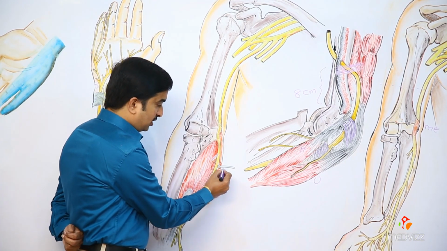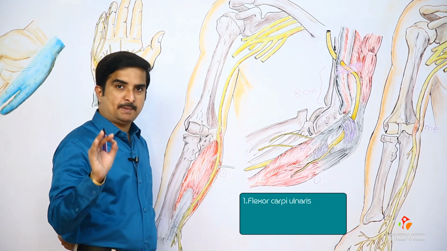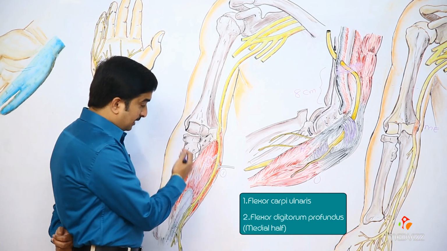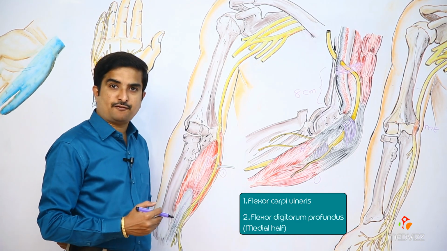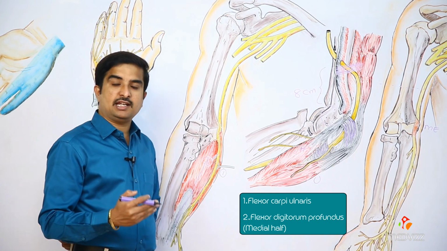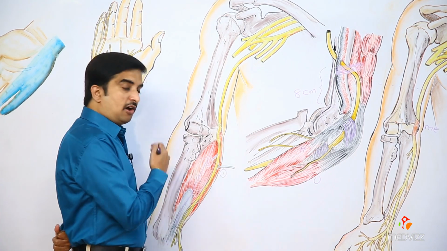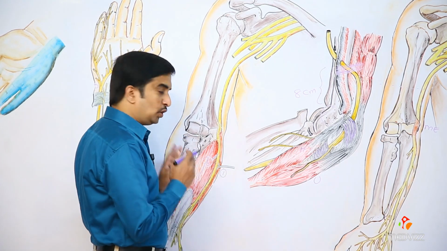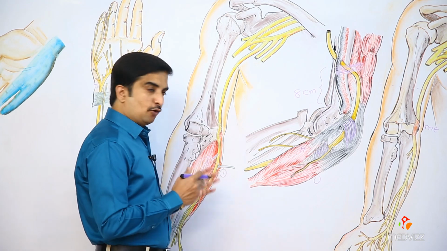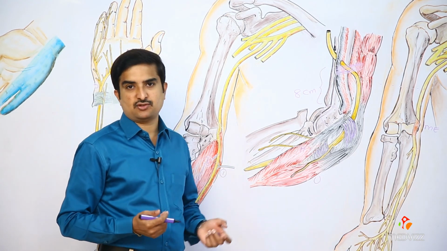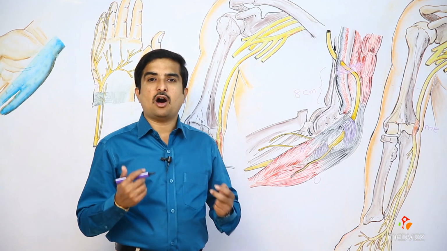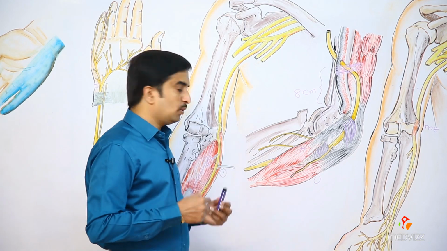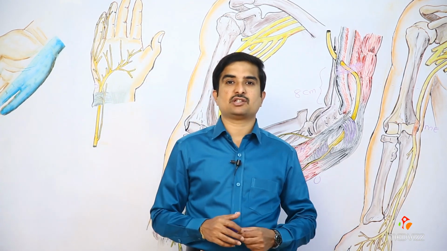The one muscular branch in the forearm is for flexor carpi ulnaris, and the second muscular branch is for the medial half of the flexor digitorum profundus, because we already studied in the median nerve that the lateral half of the flexor digitorum profundus is innervated by the median nerve. So these are the two muscular branches in the forearm. Next, what are the cutaneous branches? Here the cutaneous nerves of the ulnar nerve divide into palmar and dorsal branches. We need to know what the palmar branches and the dorsal branches are.